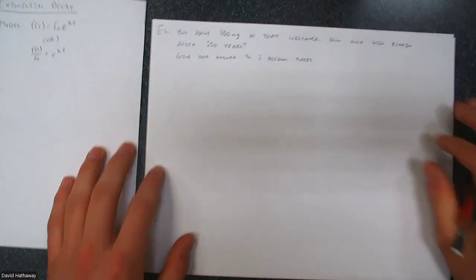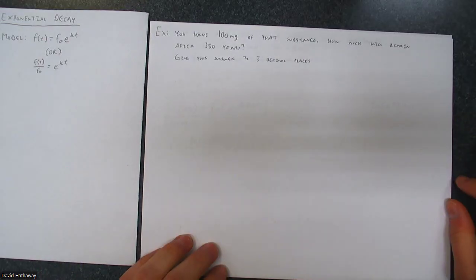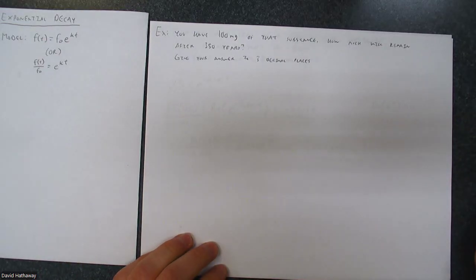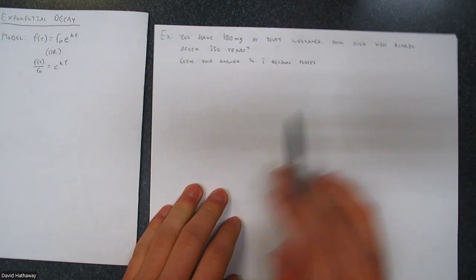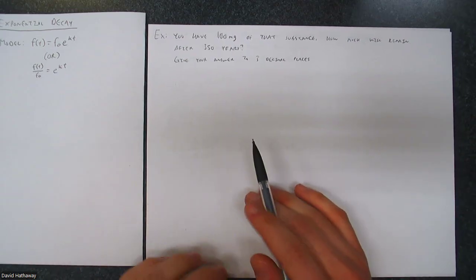Let's look at another example. We have 100 milligrams of that same substance. How much of it will remain after 350 years? Approximately half of our half-life. Again, give your answer to 3 decimal places.